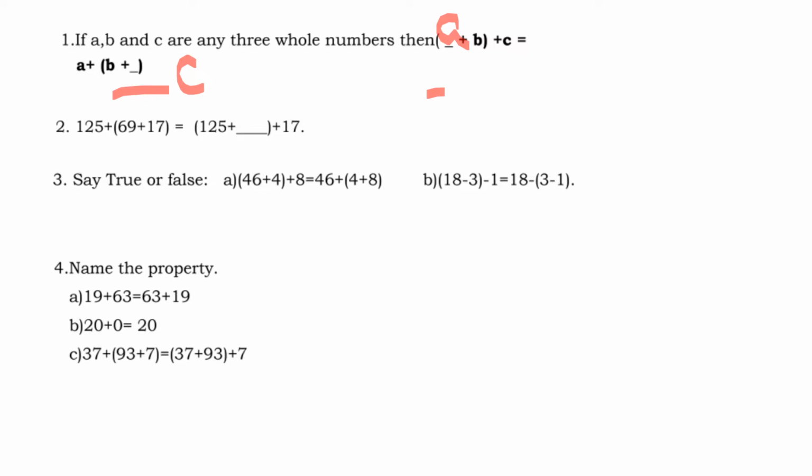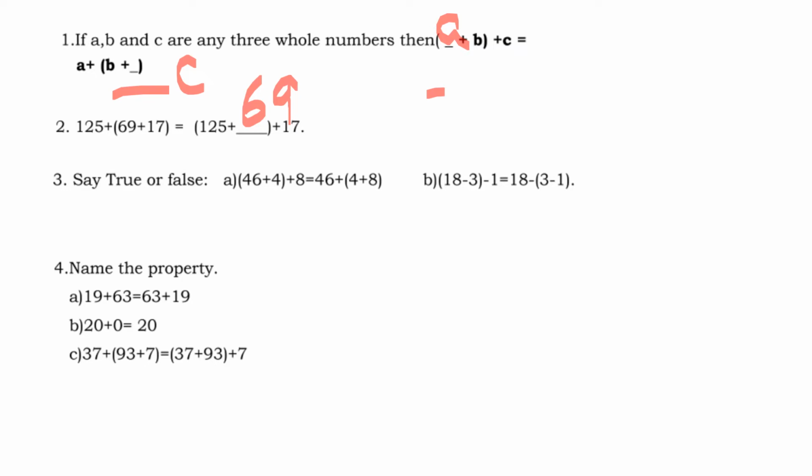Now from the property of associativity, it is clear that in the bracket, what is missing is 69. So 125 plus 69 in bracket close, then we will add 70. Question number 3, say true or false.